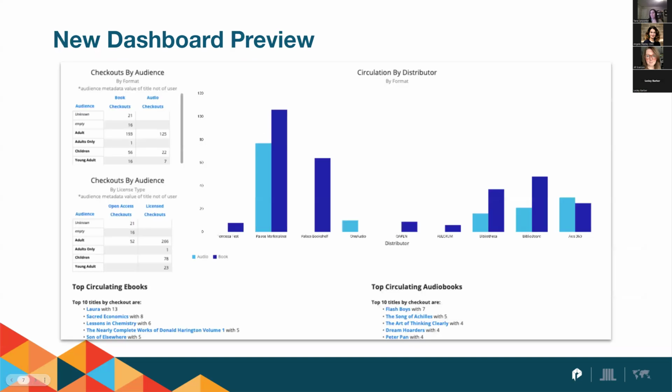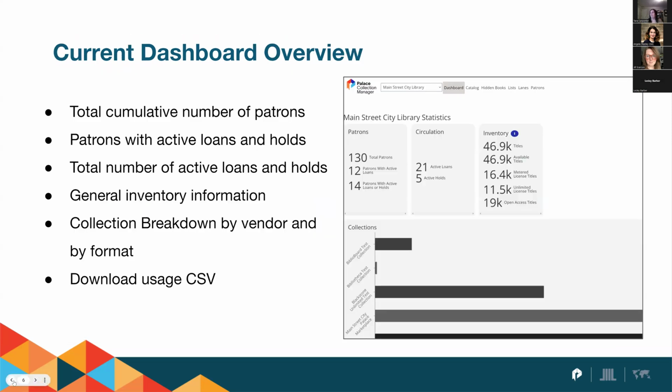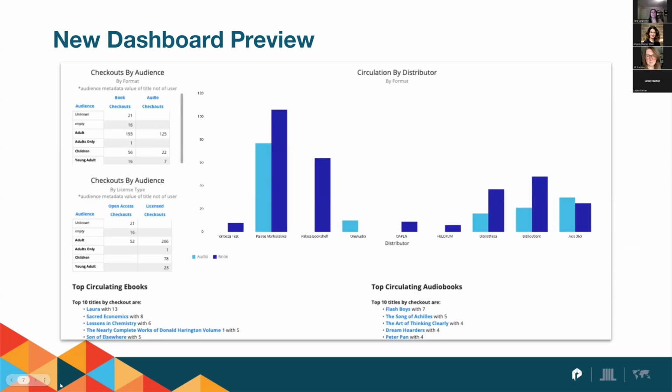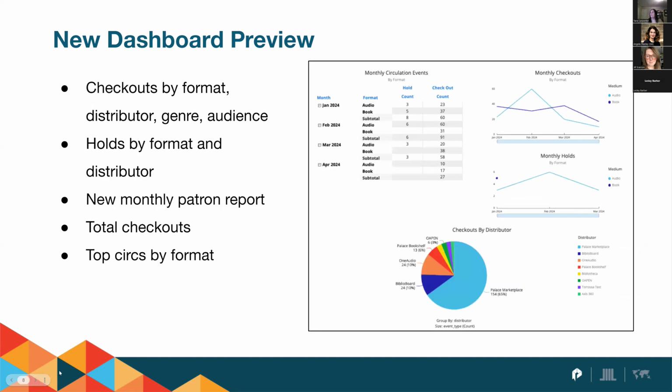And then we also have a new total dashboard portal coming. We hope by the end of the year, but I can't give you a specific time frame. So once this happens, instead of the dashboard that you see here, it will update to look more like this, and it will just have more granular information about your collections. We've tried to pop out all these little widgets to show you, hopefully, things of interest: checkouts by audience, by format, circulation by distributor, the top circulating ebooks and audiobooks, format, distributor, genre, audience checkouts, holds by format and distributor.